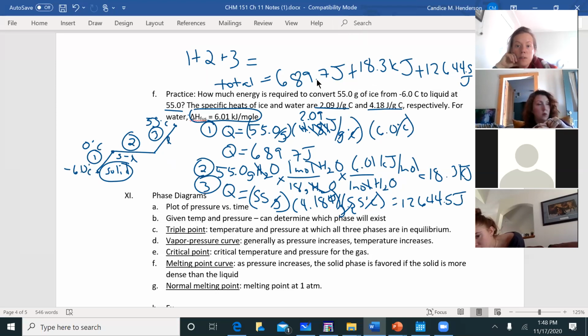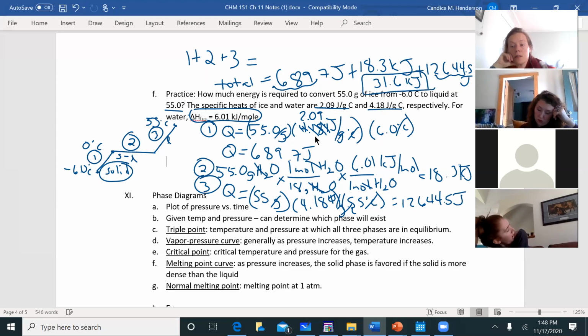So let's move this over. 1, 2, 3. 1, 2, 3. We end up with, adding all those up, I get 31.6 kilojoules. Okay, so it takes 31.6 kilojoules to go through this stair step. I highly recommend creating one of these before you start to attack all this, because it just gives you a sort of an organization for the information.